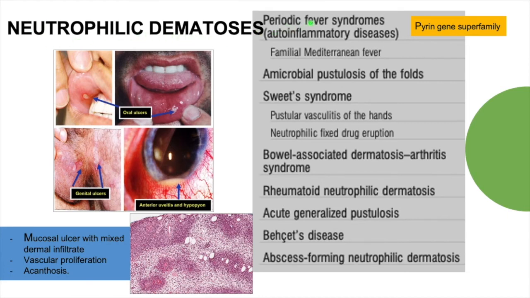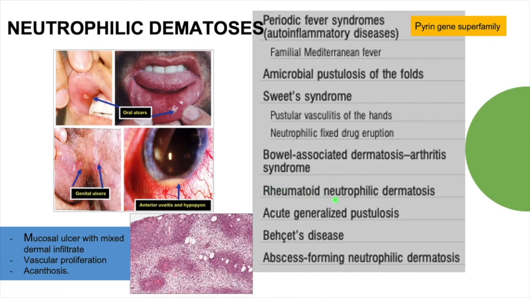So we talked about the periodic fever syndromes, and this syndrome has the pyrin gene superfamily. Basically, the patient will have periodic fever in addition to neutrophilic skin inflammation, called familial Mediterranean fever. Amicrobial pustulosis of the folds, as the name implies. We have pustulosis and usually sterile, without bacteria. Sweet syndrome we already talked about. Bowel associated dermatosis arthritis syndrome.